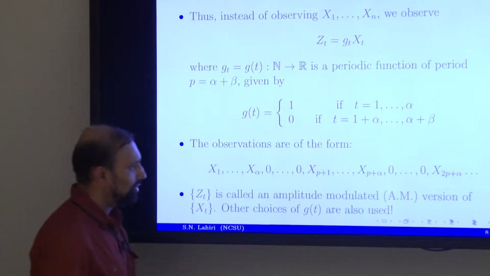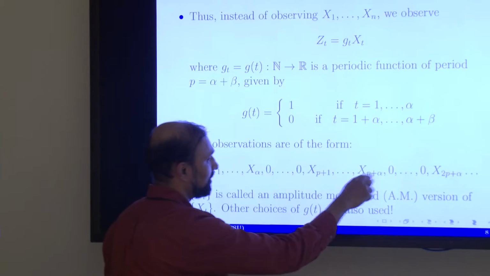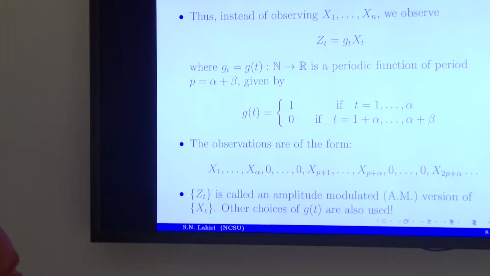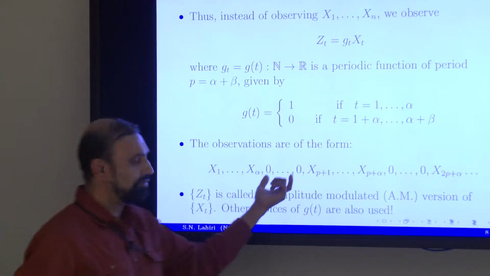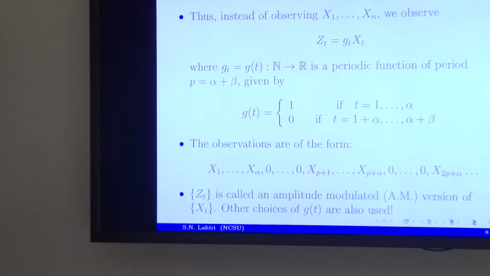So when you look at the observations that you get, these are the values coming from the original series, then zeros, etc. This is one possible pattern. If you are looking at observations taken on stars, day and night, that's what this is. You do not get observations during daytime, so we are just setting it to 0, then again you see something. But we can set the values to anything, right? Any fixed value. Yes.